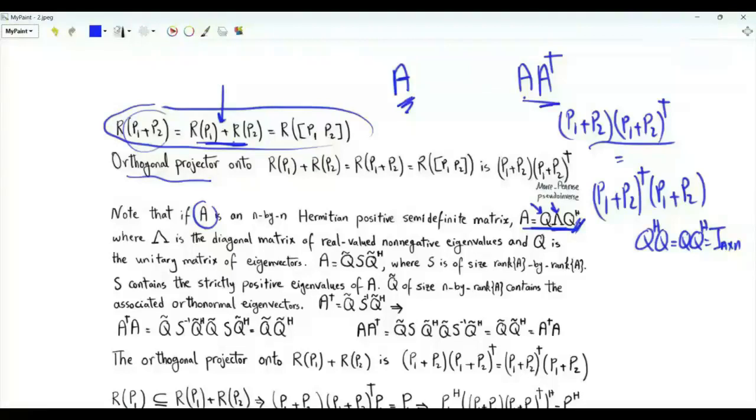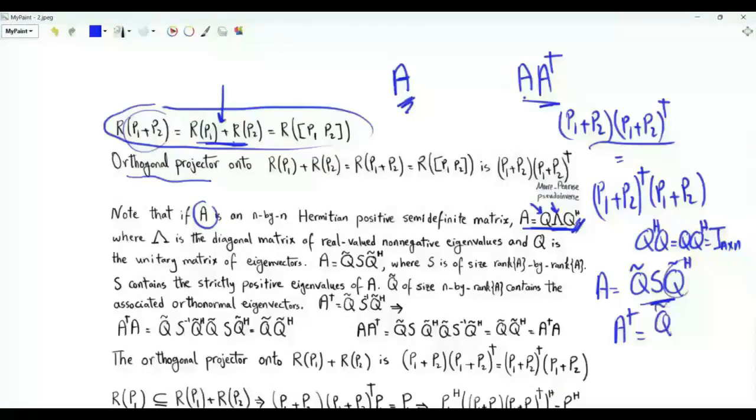The number of strictly positive eigenvalues is the rank of A. We can write A as a diagonal matrix S, whose size is the rank of A by the rank of A. We keep the eigenvectors associated with the strictly positive eigenvalues. This is also the reduced singular value decomposition of matrix A.